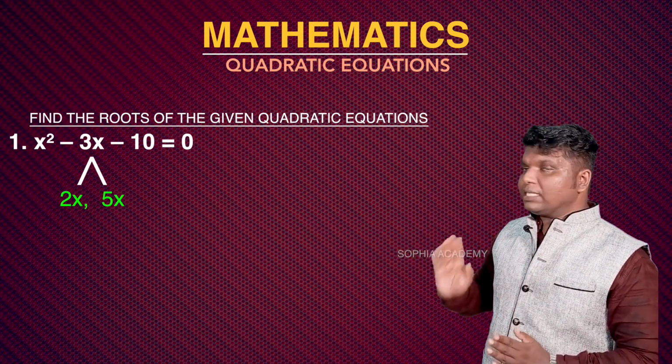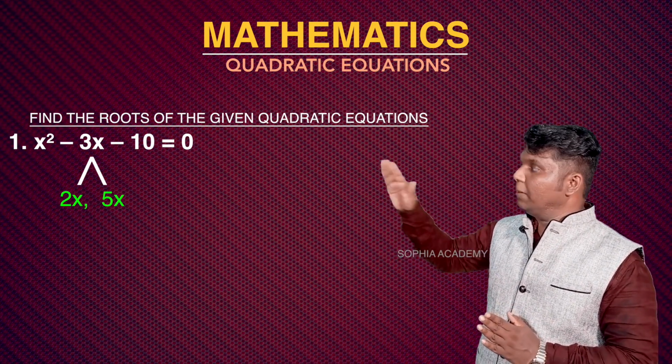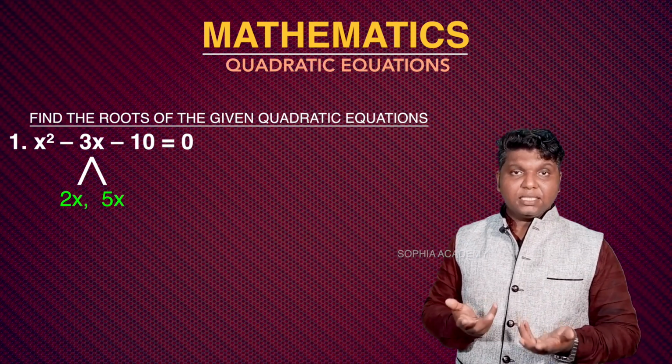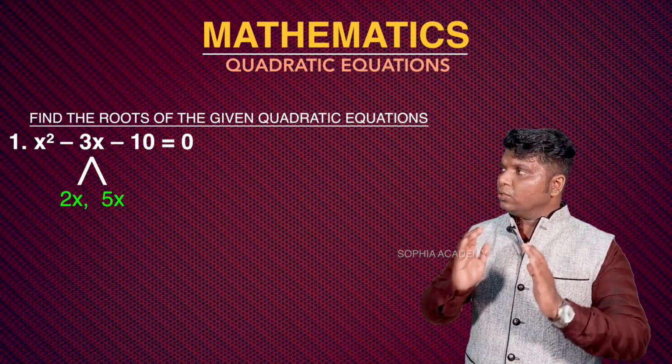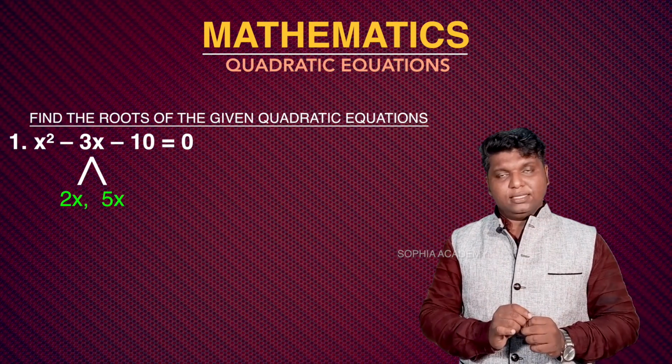Now, 2x and 5x are going to come into the center term. Means they are going to replace the center terms. Now, what about the sign? We should be concerned about the sign also, right? We got the numbers, 2x and 5x. Now how to understand what is the sign?